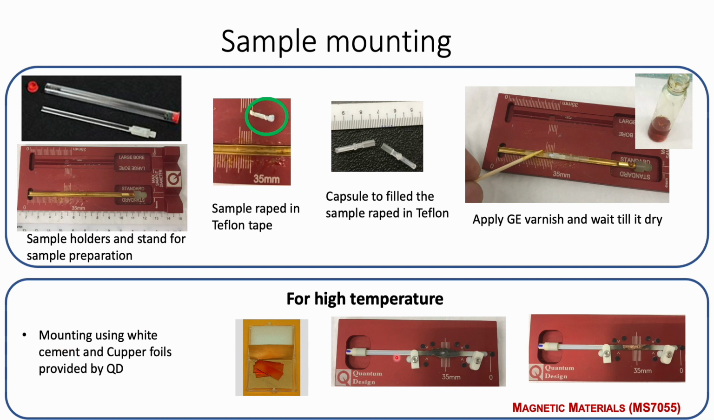For high temperature measurement, this is a special sample holder with the heating element inside it. In this case, we use copper foil and white cement, as we cannot use GE varnish to mount the sample.